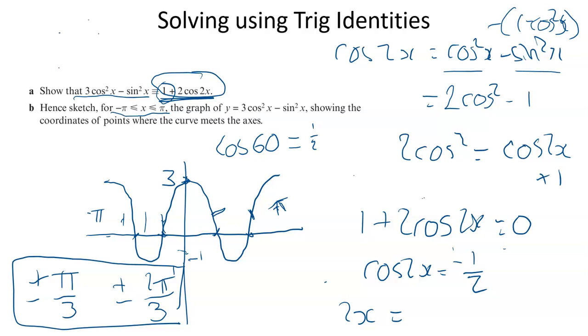So is that everything we need to do? Showing the coordinates of the points where the curve meets the axis. Yes, I've got the 3 up here, and I've got 4 places it meets the x-axis. Once I've labelled them on, obviously you would do that.